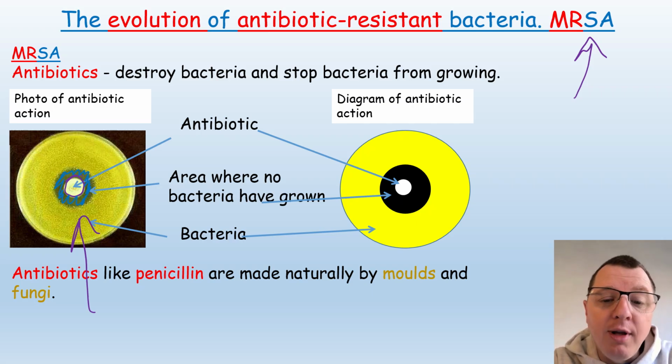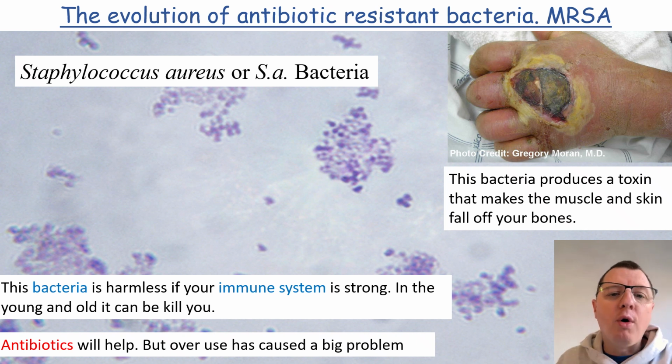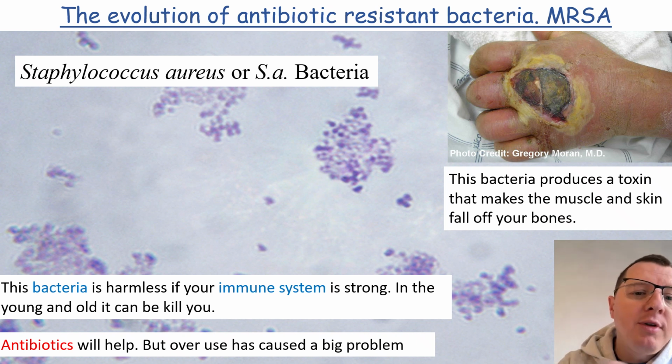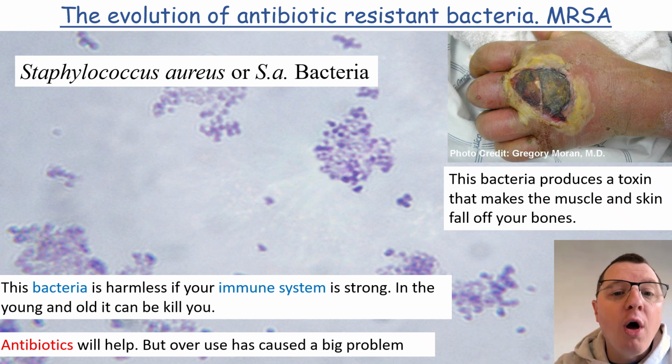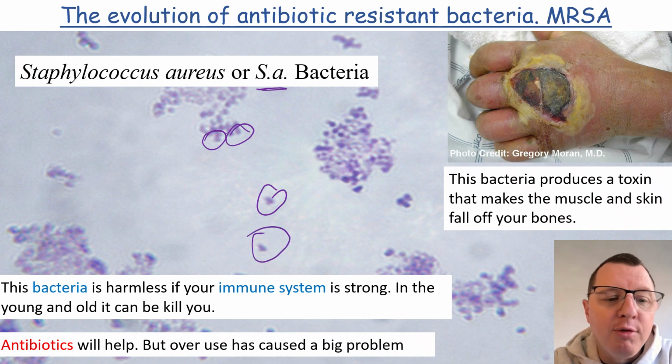So antibiotics like penicillin are made naturally by molds and fungi, but we are now using them within medicine, and since the 1940s and 50s really, we have been overusing them to treat bacterial diseases. So a classic example of this is the Staphylococcus aureus, or SA for short, bacteria, and you can see the cells of that as shown here underneath a microscope.